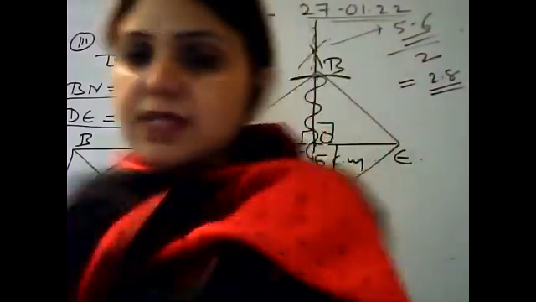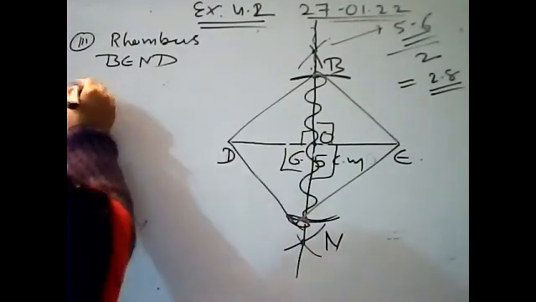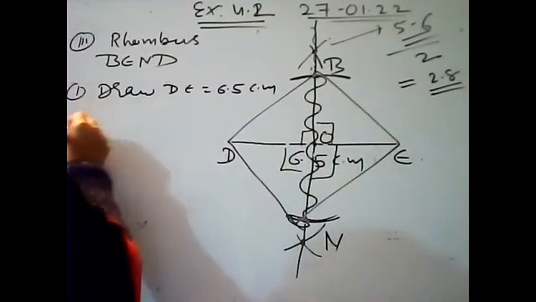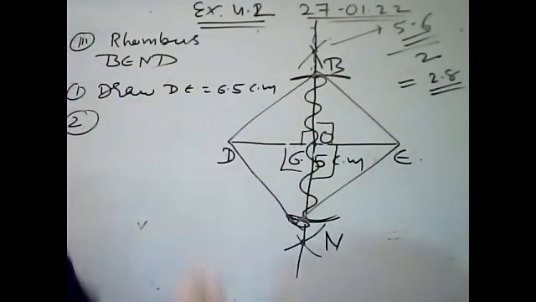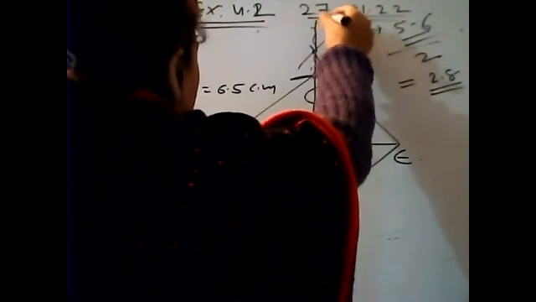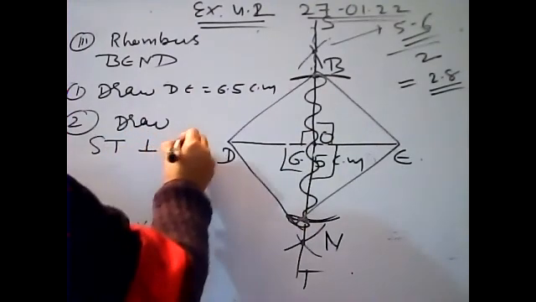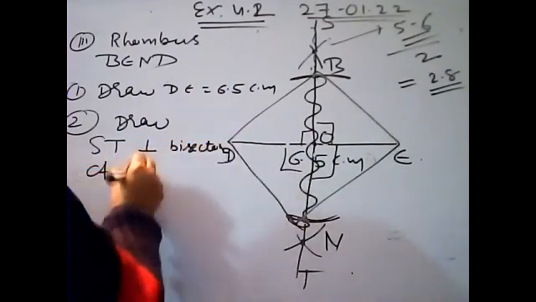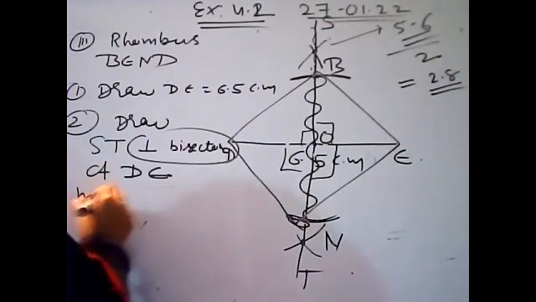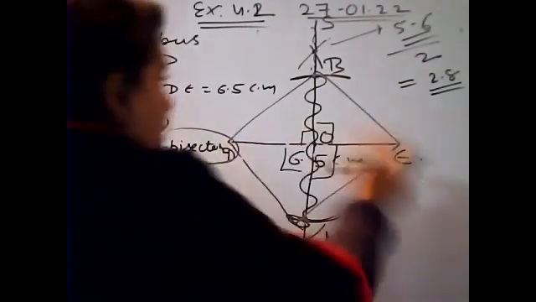तो steps of construction हम इसके लिखेंगे. Draw DE equal to 6.5 centimeter and draw, इसका नाम रख दो, B है हमारे पास, T रख दो, S. Draw ST perpendicular bisector of DE, meeting DE at O. ये जो perpendicular bisector हमने बनाया, ये DE को कौन से पॉइंट पे मीट कर रहा है? O पॉइंट पे.